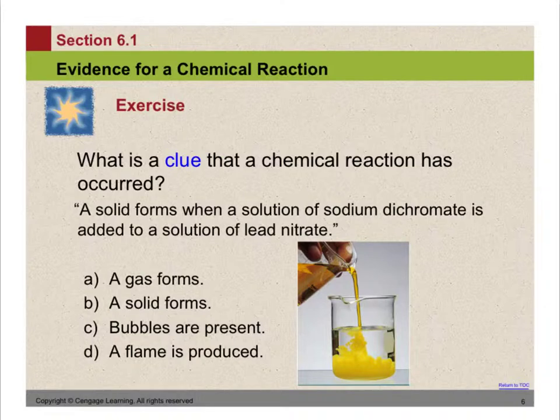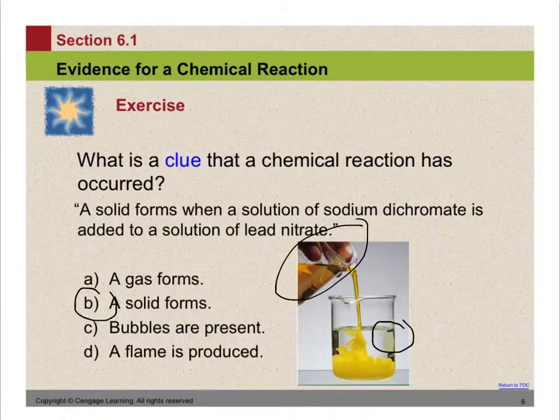Now finally, we have two clear solutions. The first solution up here is a clear yellow, and then the second has no color present. When we mix the two, we're going to get a nice bright yellow solid. So a solid forming is another indication of a chemical reaction.